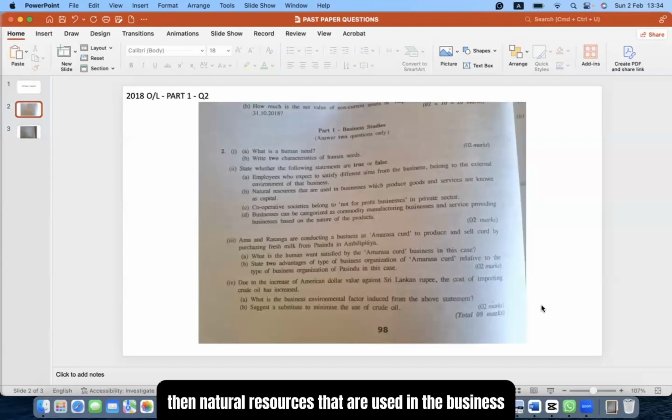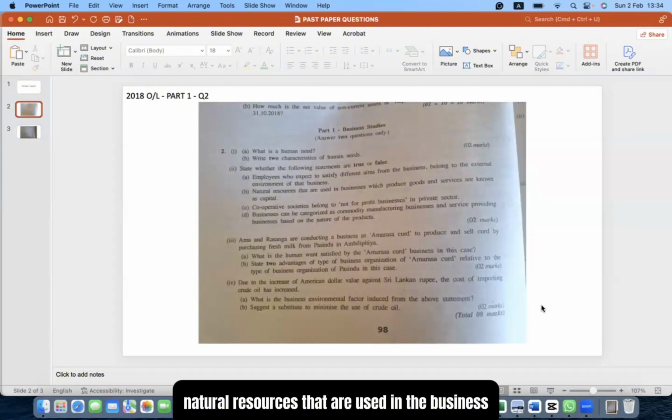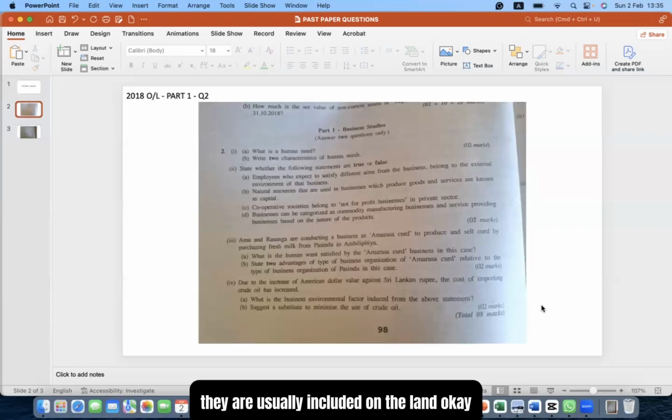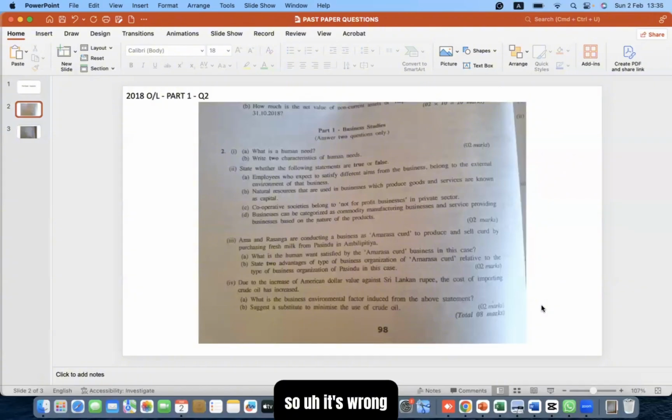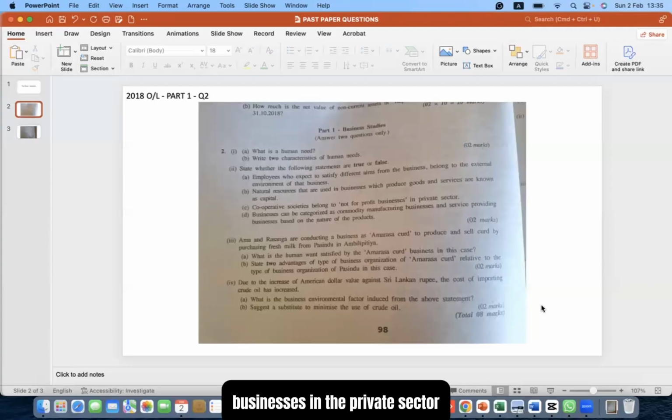Then, natural resources that are used in the business which produce goods and services are known as capital. Is it correct? No, that is wrong. Capital is not that. Natural resources that are used in the business which produce goods and services belong to the part called factors of production. They are usually included under land. So it's wrong.